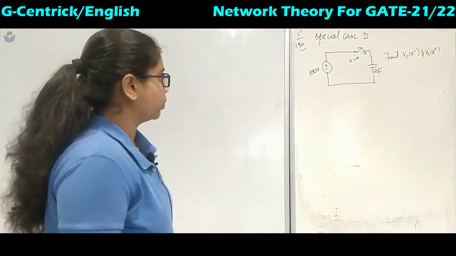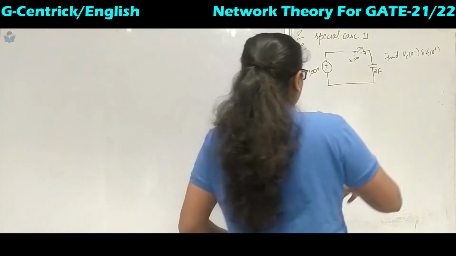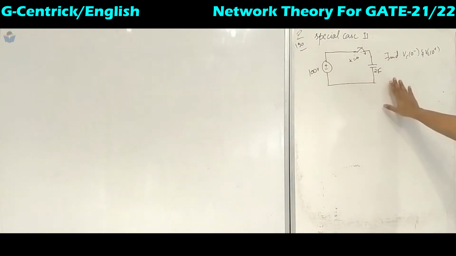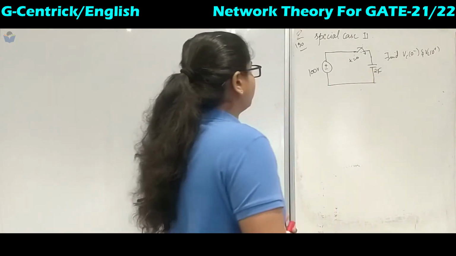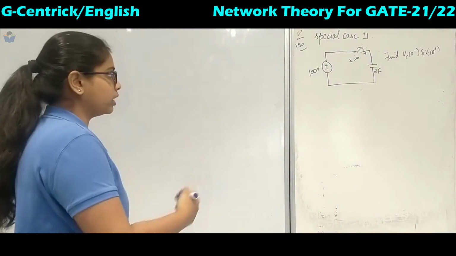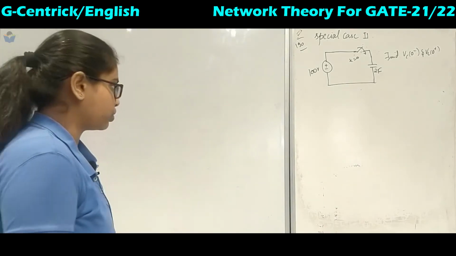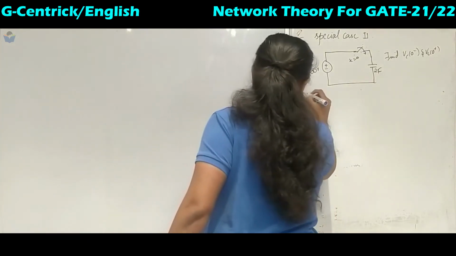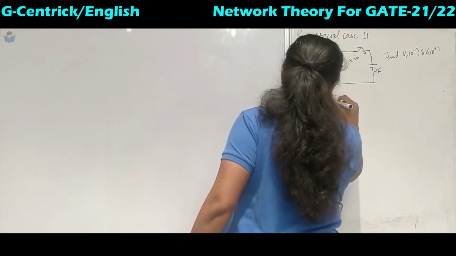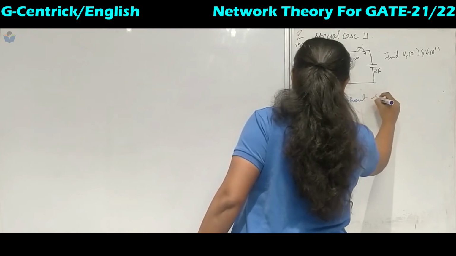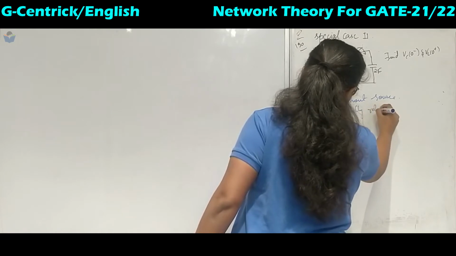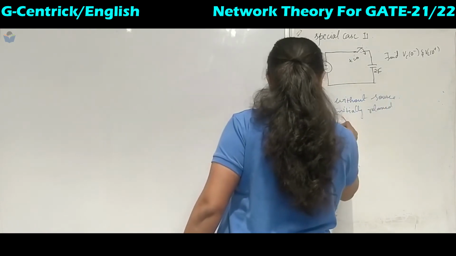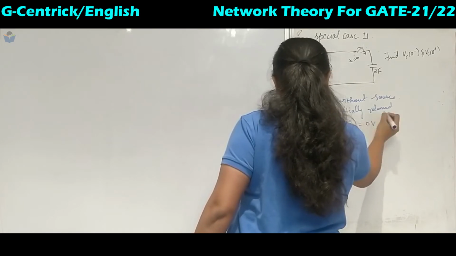Coming to question number 190, which is special case 2. Here there is an ideal voltage source connected to the 2 farad capacitor, and we have to find Vc of 0 minus and Vc of 0 plus. At t equal to 0 the switch is closed; before that it is open, so it is like without source. This is step 1, without source. When it is without source, it is initially relaxed, so Vc of 0 minus will be 0 volts.